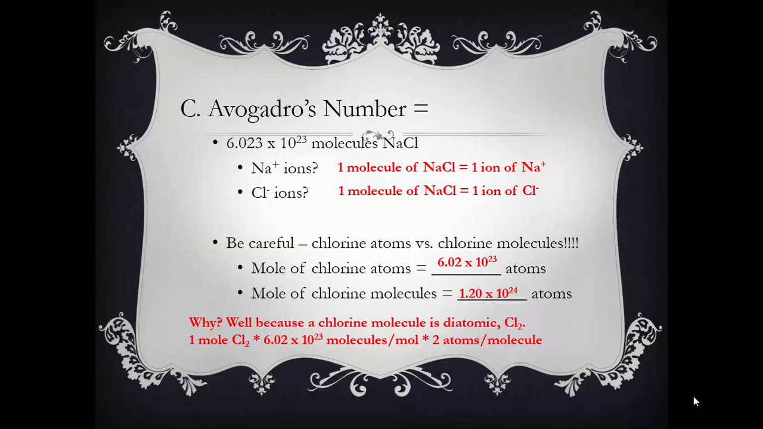Here's the math involved in that. 1 mole of chlorine is 6.02 times 10 to the 23 molecules per mole. And in 1 molecule of chlorine, there are 2 atoms of chlorine.